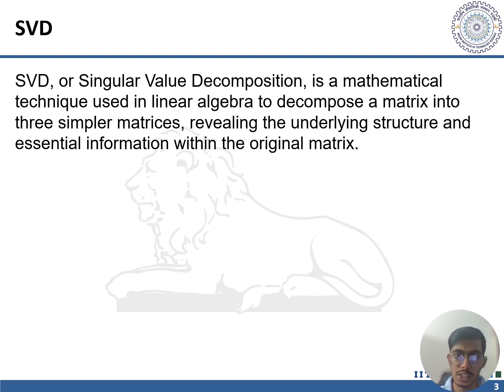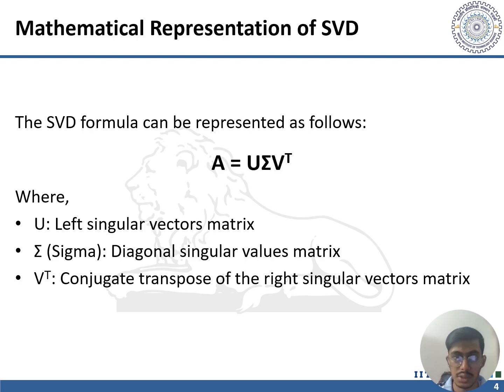So before diving deep into the applications of SVD, let's first discuss what SVD actually is. SVD is a technique to decompose a matrix into three component matrices to obtain essential information regarding it. The formula to decompose the matrix is A equals U sigma V transpose, where U and V are the left and right singular matrices respectively, while sigma is the diagonal singular value matrix.